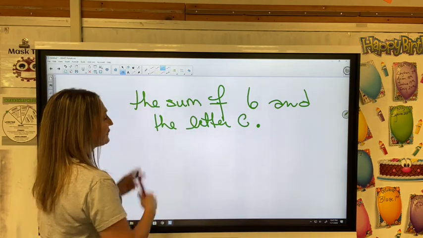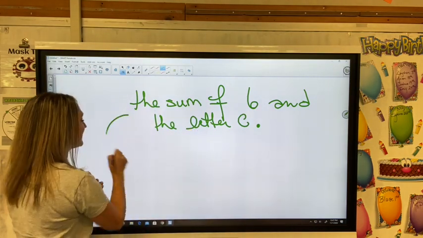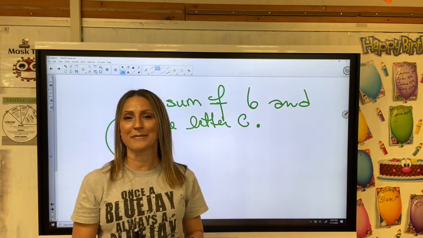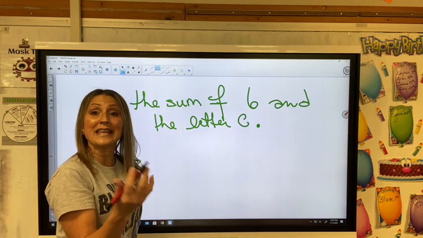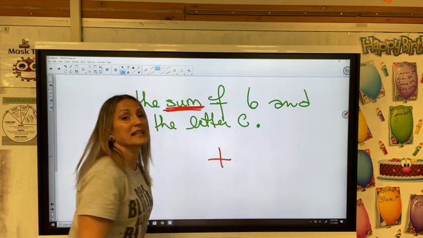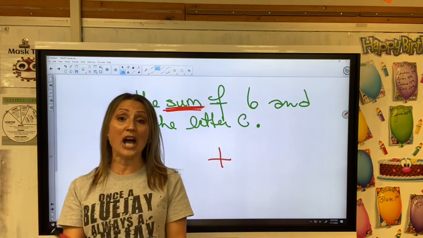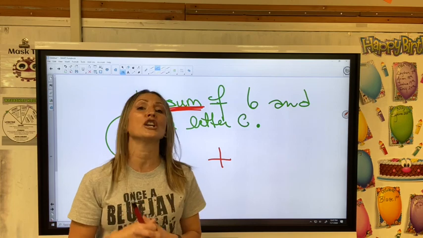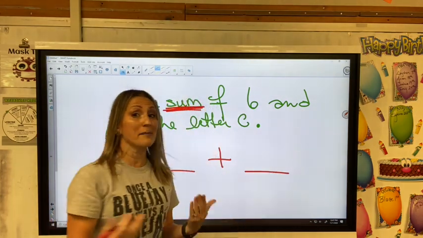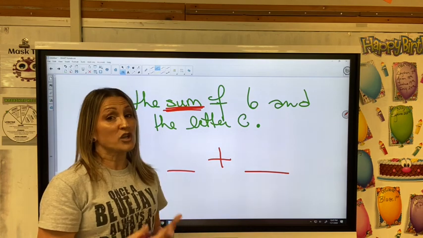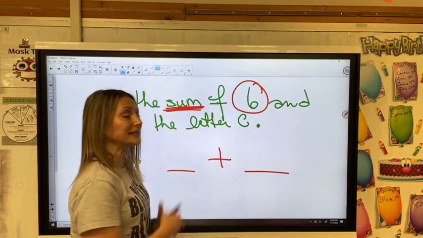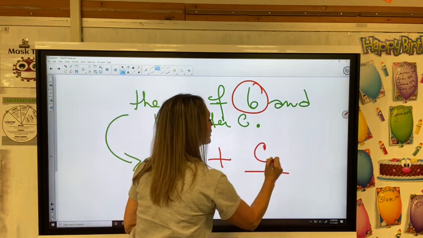So in this case, if I'm going to take these words and write them as a mathematical statement, or to you, a mathematical problem, I have to find the important words. And the first one I see is that word right there that says sum. And I know that the sum means the solution to an addition problem. Now, I just need to figure out, what am I actually answering? What am I trying to find a solution for? Well, in this case, they give me 2 components, a 6 and the letter C.